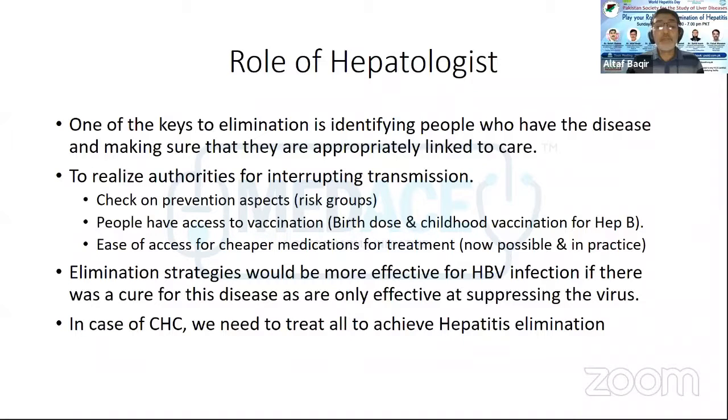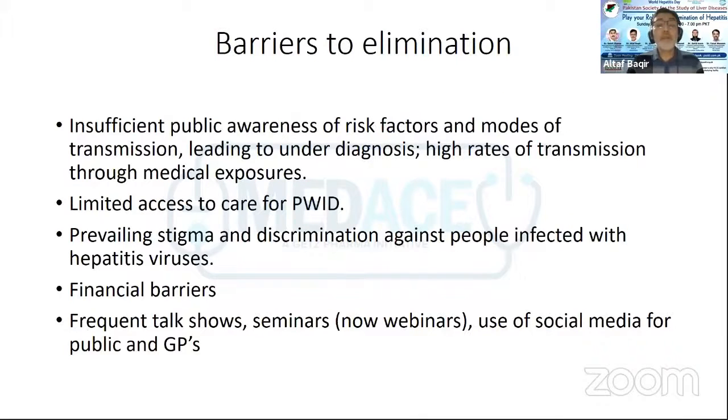And we know that there is no cure for hepatitis B, it is just suppressing the virus. But in the case of hepatitis C, we need to treat all the patients to achieve hepatitis elimination. One of the important barriers to eliminating hepatitis is insufficient public awareness and modes of transmission, leading to underdiagnosis and a high rate of transmission through medical exposures, limited access to care for patients with IV drug abuse, and prevailing stigma and discrimination against people who are infected with the hepatitis virus.